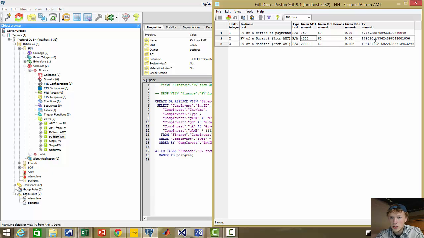4,000 becomes almost 200,000, and 20,000 at a 0.5% interest rate becomes over $1 million.